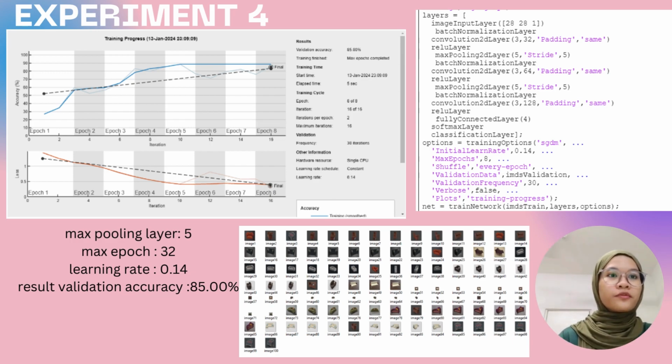Next, experiment 4, the max pooling layer equals 5, the max epoch equals 32, the learning rate equals 0.14, and the result validation accuracy equals 85.00%. It takes 5 seconds to complete the fourth experiment. As for the fourth experiment, we changed the max pooling 2D layer from stride 4 to stride 5.